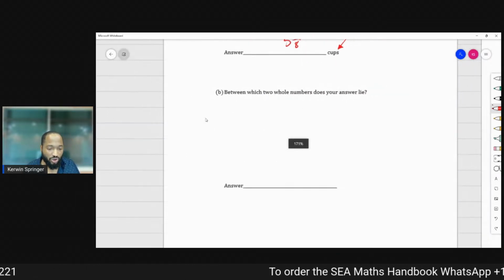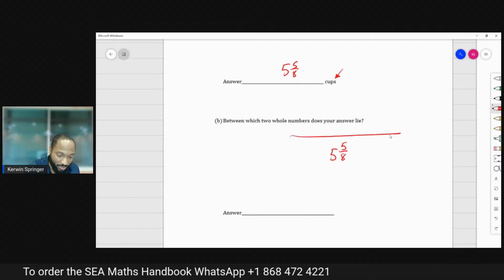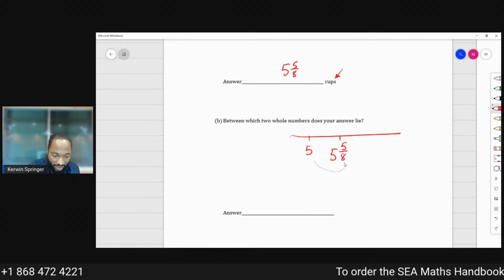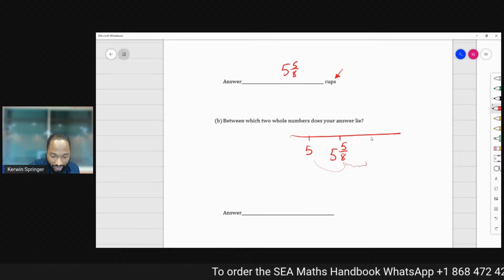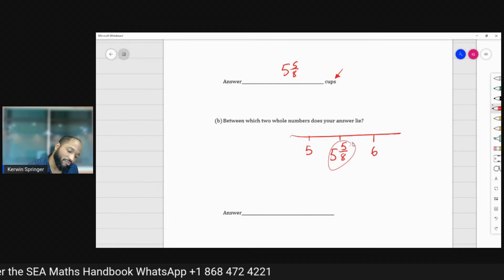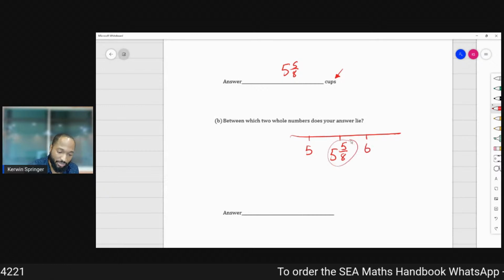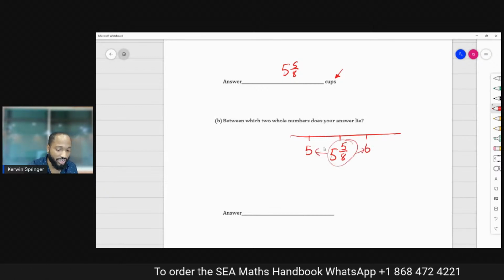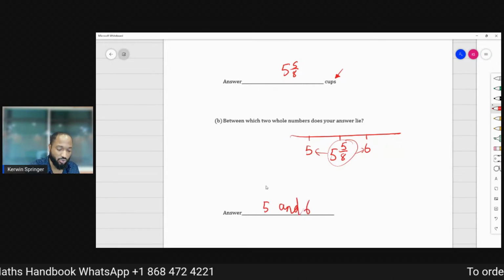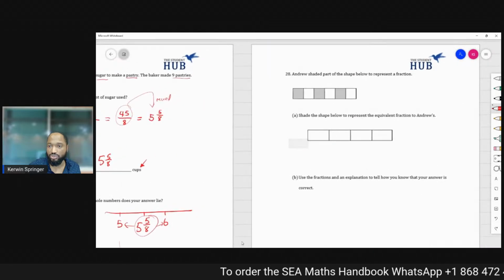Between which 2 whole numbers does your answer lie? Well, my answer is 5 and 5/8. And before 5 and 5/8 on the number line is 5. And after 5 and 5/8, 5 and 6/8, 5 and 7/8, 5 and 8/8 is actually the number 6. So 5 and 5/8, which is a little more than a half, is actually in between the number 5 and the number 6. You all understand that? So it lies between 5 and 6. Those are whole numbers. And we continue.